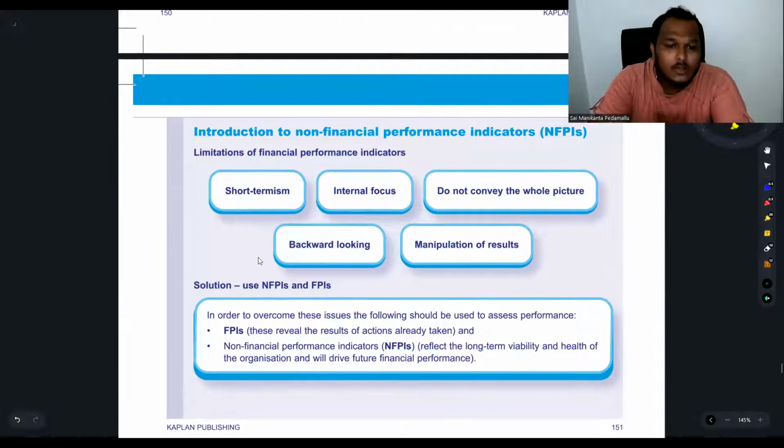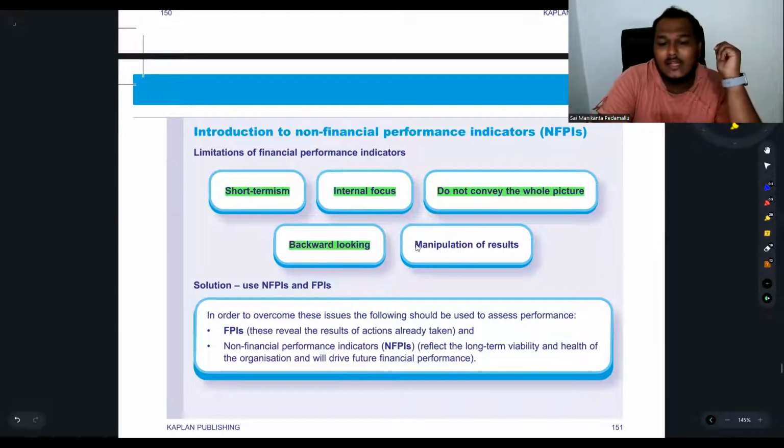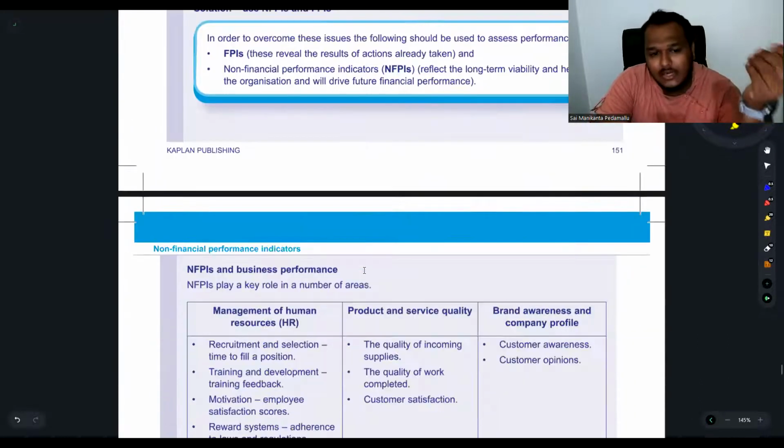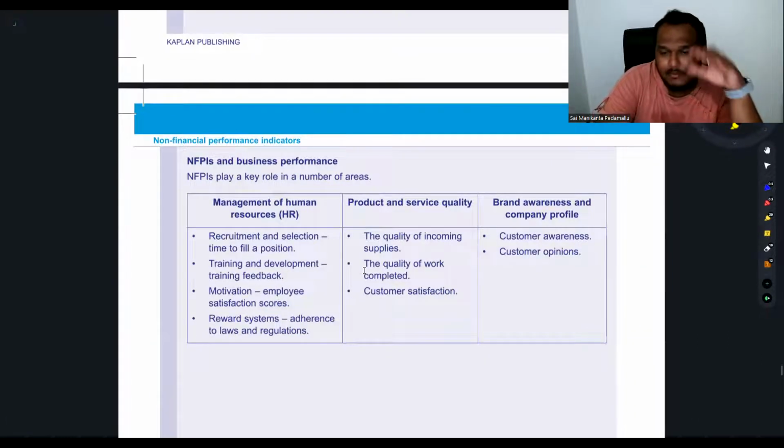But before that, what are the problems with financial measures? They are short-term in nature. They focus on internal aspects. They do not give you the complete picture. They're backward looking. They're all historical. They can be easily manipulated. I already spoke to you about all of this. So that is where non-financial performance measures come into the picture.